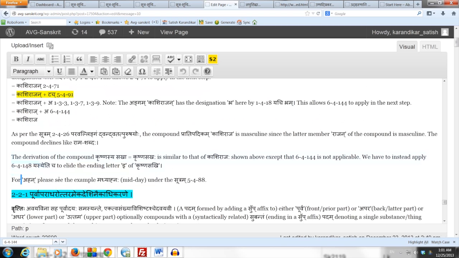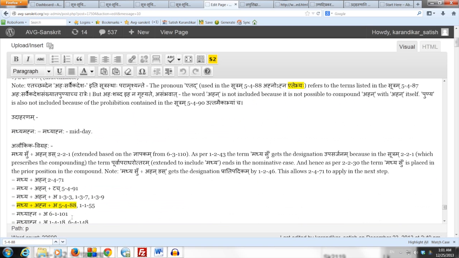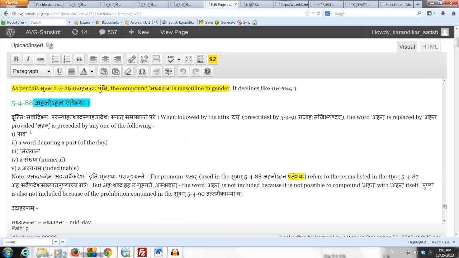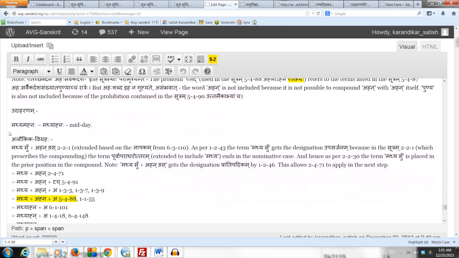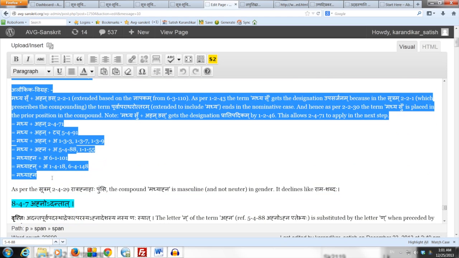And for Ahan, the example is Madhyam Ahnah equals Madhyahnah, meaning midday. For that, we need a few more rules, so we will have to wait till we get to the Sutram 5-4-88 Ahno na etebhyah. Once we get there, we will have all that we need to derive the compound Madhyahnah.